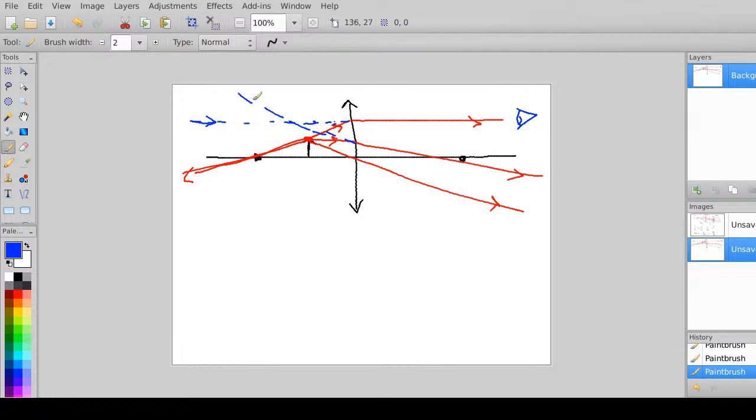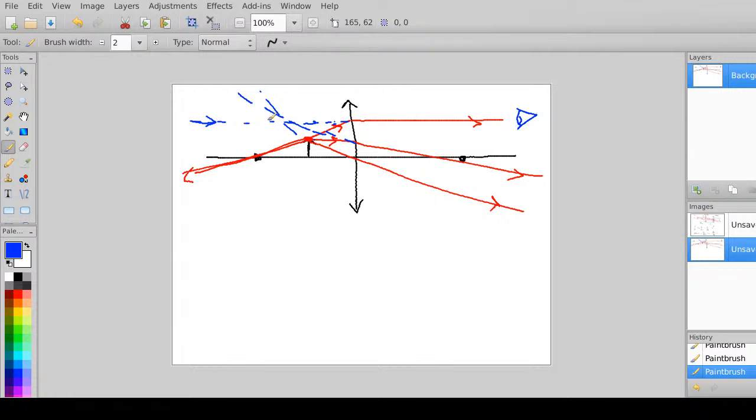There we go, that's a little bit better. And it thinks that this one is coming from back here like this. Oh, that's really bad. Nah, I didn't do too good a job, guys. But I hope you can see what I'm doing. If you do this with a ruler, it works out a lot better.